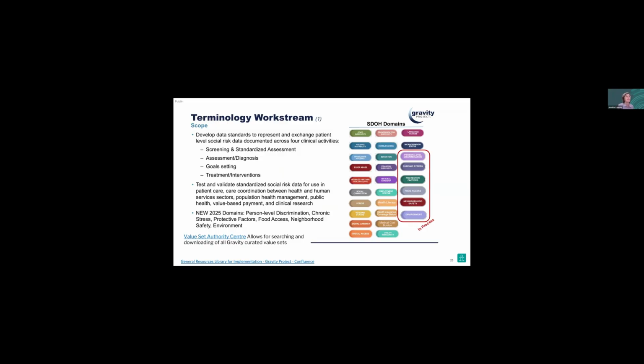As mentioned, Gravity has done a tremendous amount of terminology work, identifying gaps and creating new concepts and value sets. Their terminology work is published on the Value Set Authority Center, hosted by the National Library of Medicine. And the broad scope of Gravity ESTO domains are presented on the right-hand side of this slide with a note for those that are being newly developed in that red square. So work is ongoing and continuous, as Shannon had alluded to, is the game of data standards development.